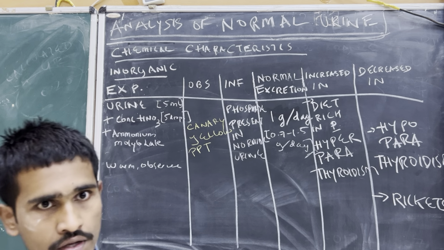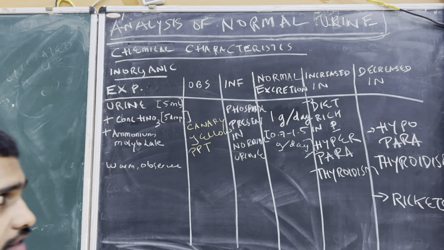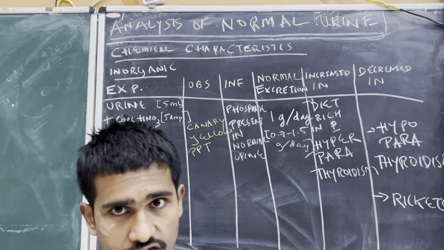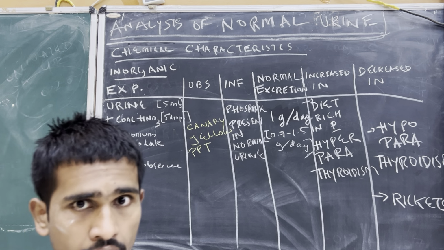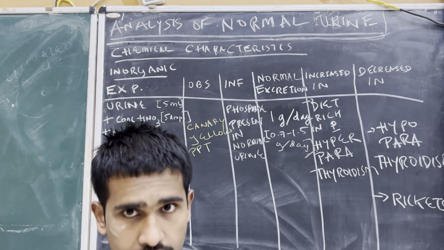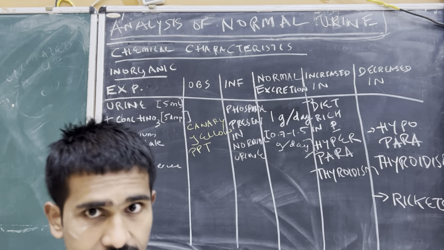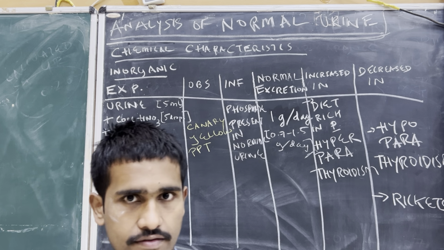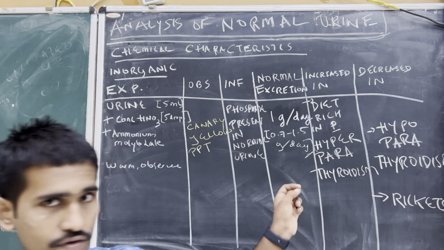So, urinary phosphate excretion is increased in phosphate-rich diet and hyperparathyroidism. And urinary phosphate excretion is decreased in hypoparathyroidism and rickets. Don't get confused.